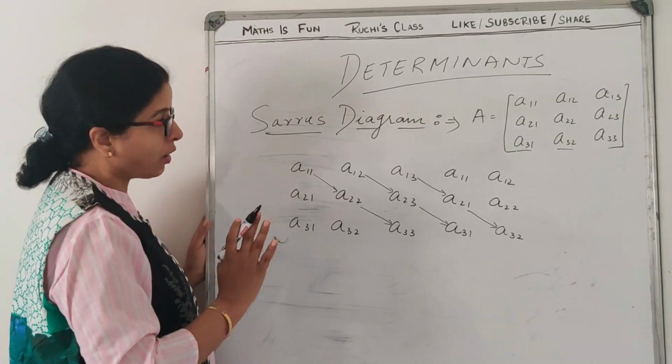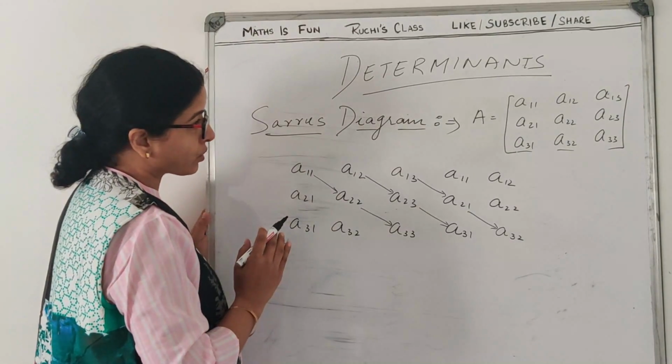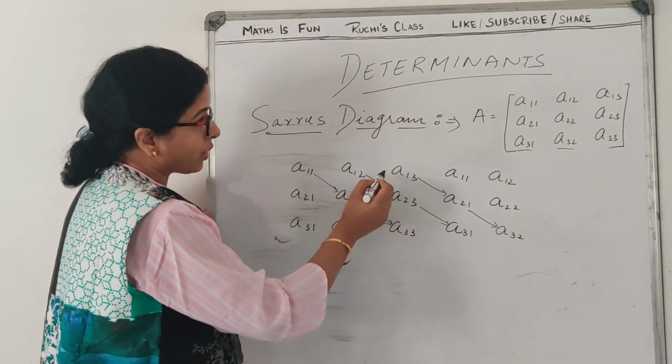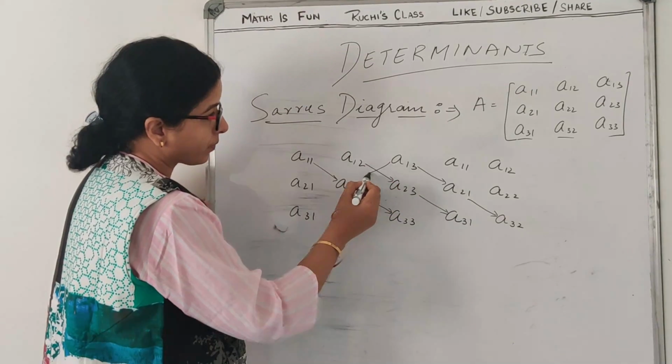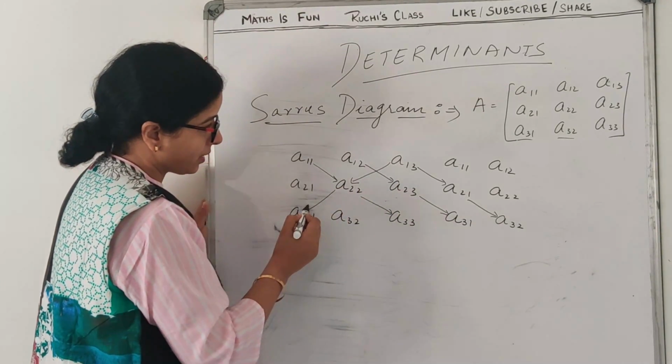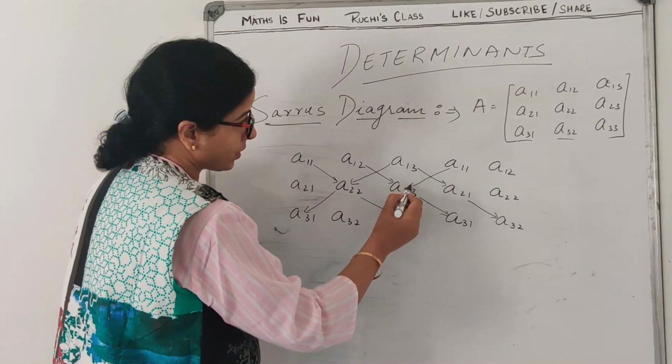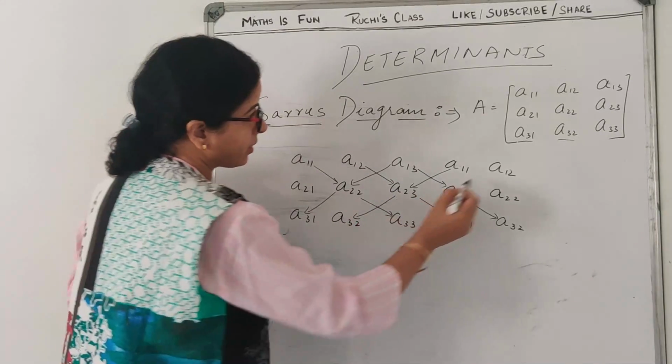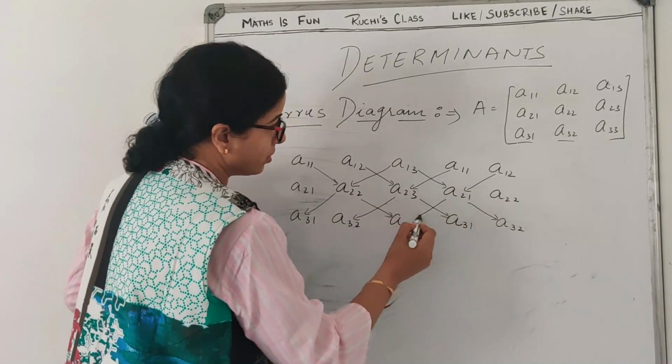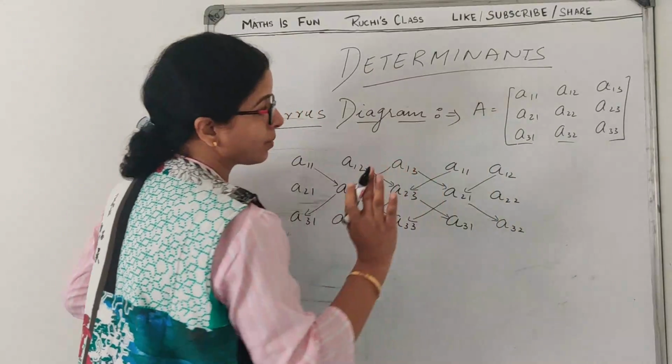Now we'll start the back arrows. These are subtracting arrows, again starting from A31, this to here, and to here, to here. Now further I don't have any element, so I cannot continue.